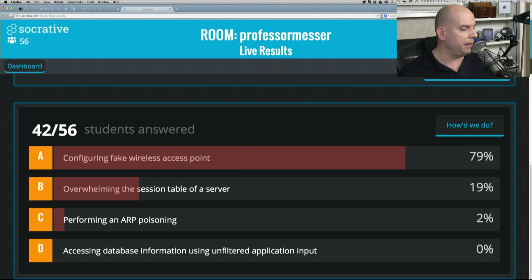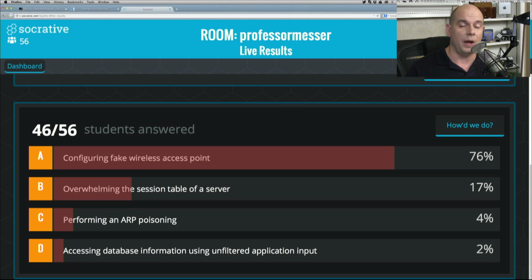And does anybody know what accessing the database information using unfiltered application input? It's kind of vague. It could be a couple of different kinds of attacks, but generally we think of something like a database injection as a very good way to access database information using unfiltered application input. Very, very useful to know what some of those things are.